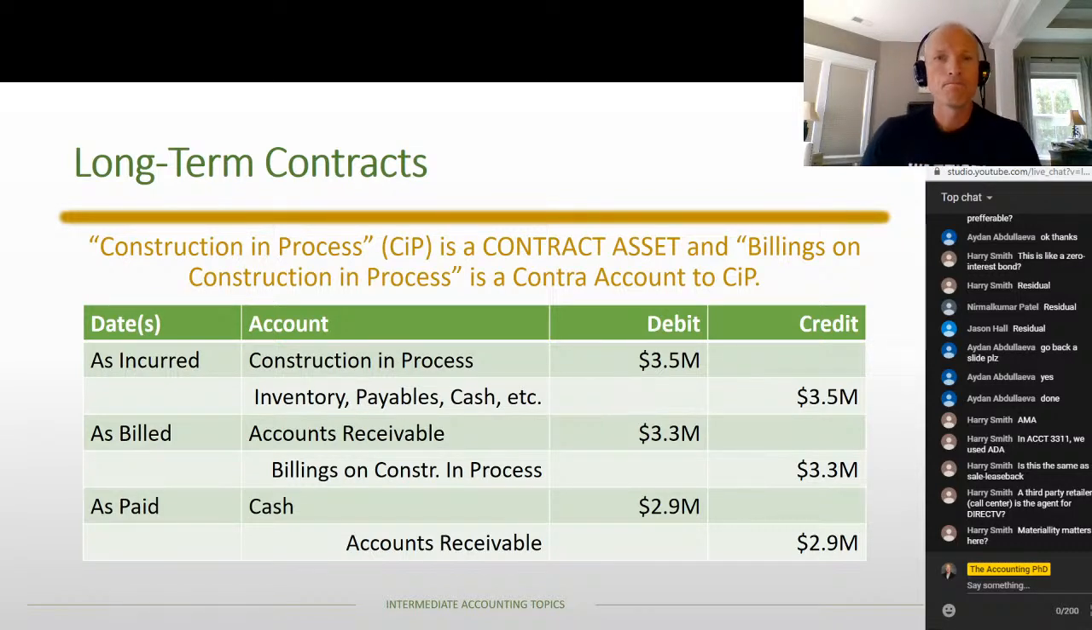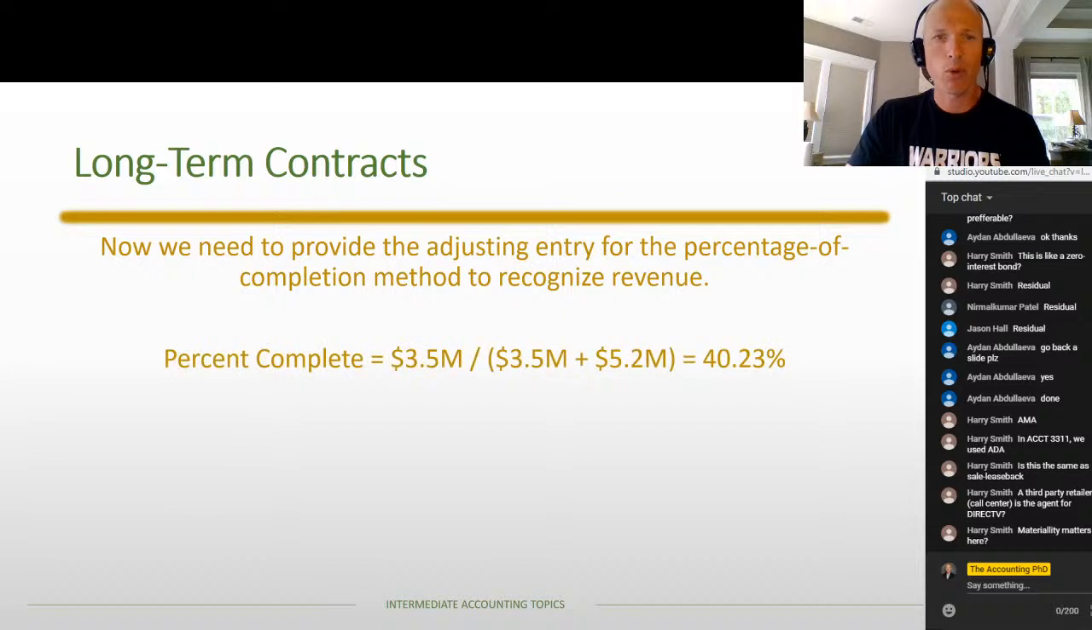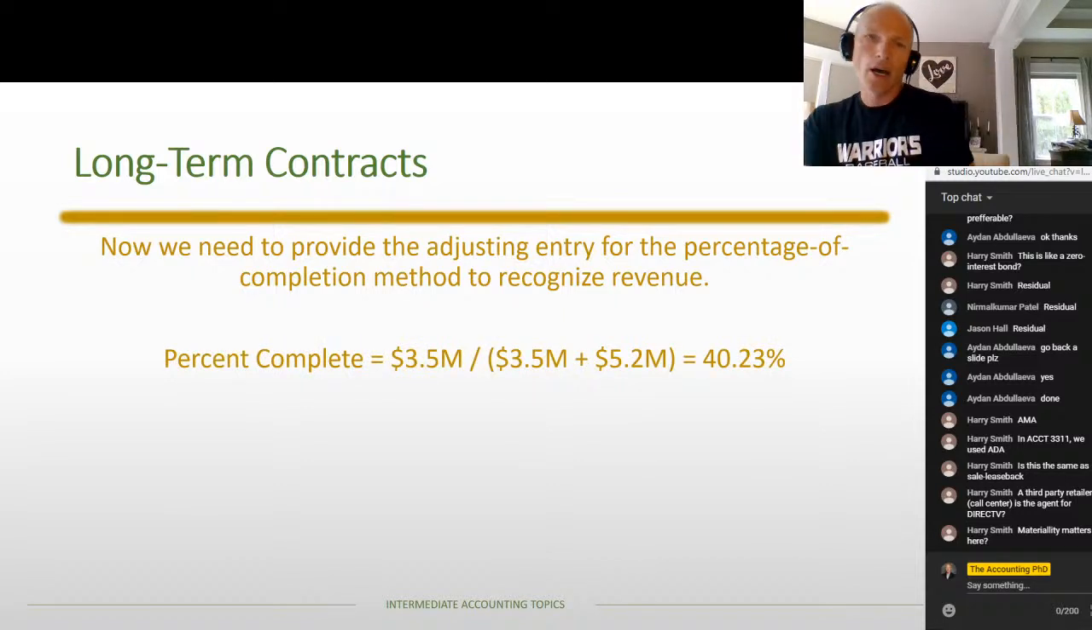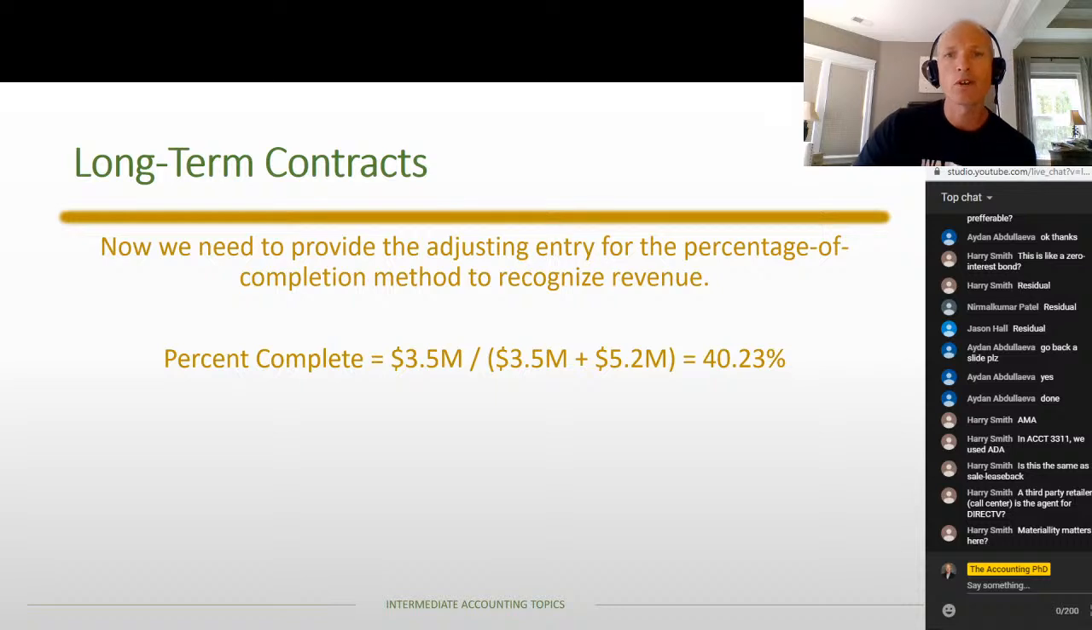So, all right. Construction in process is a contra asset, and billings on construction in process is a contra account to the construction in process. So how would this get reported? All right, so now we need to provide the adjusting entry for the percentage of completion method to recognize revenue.